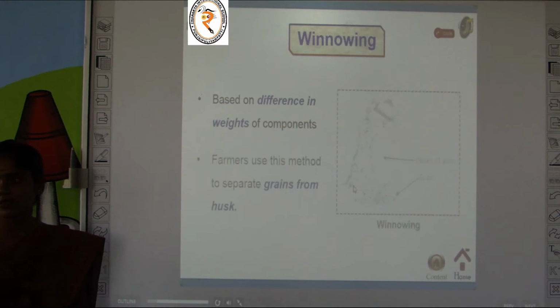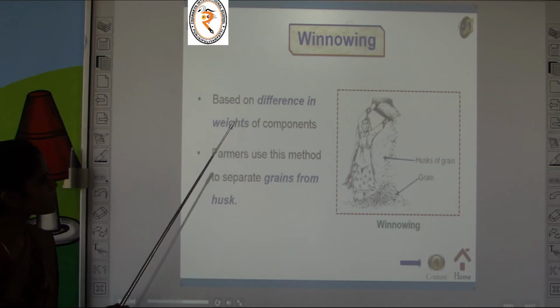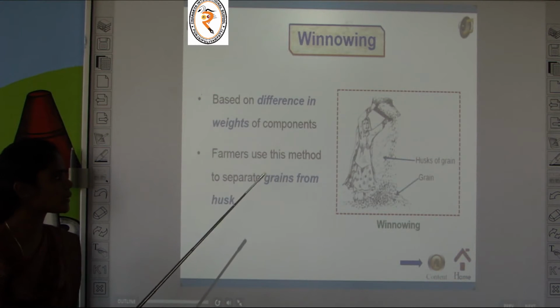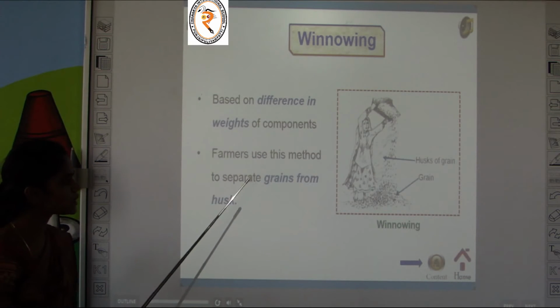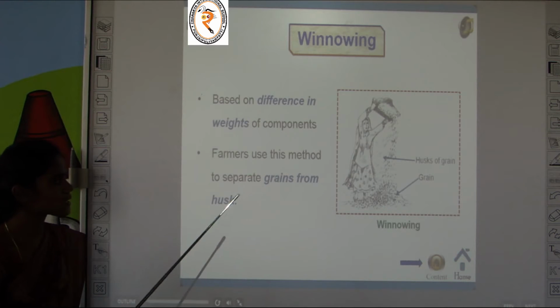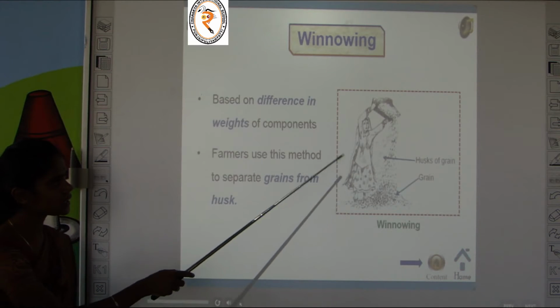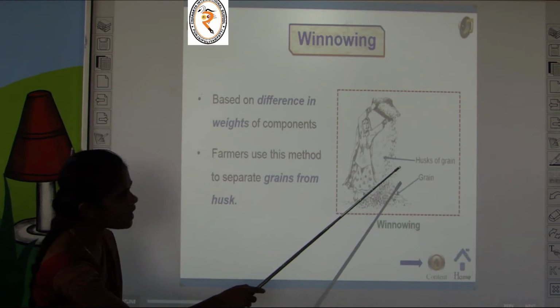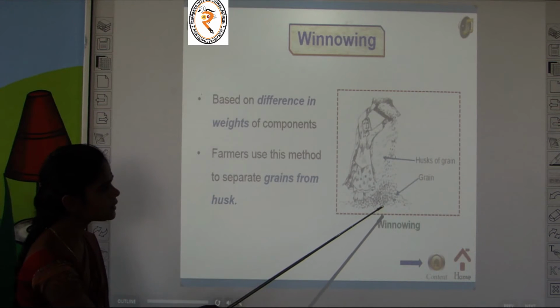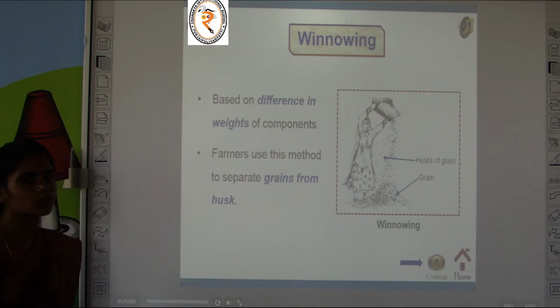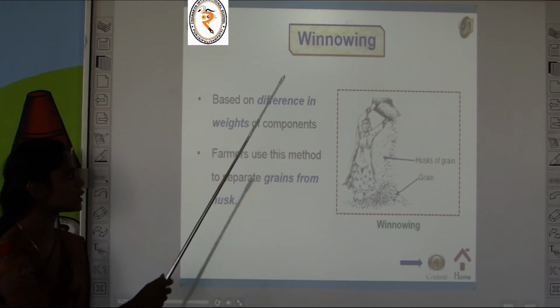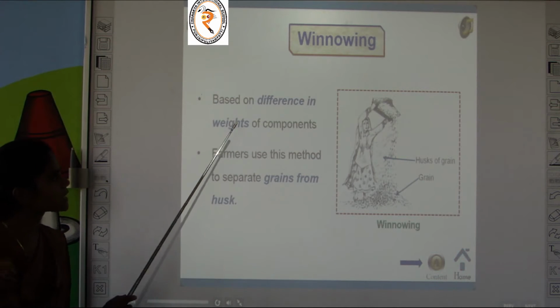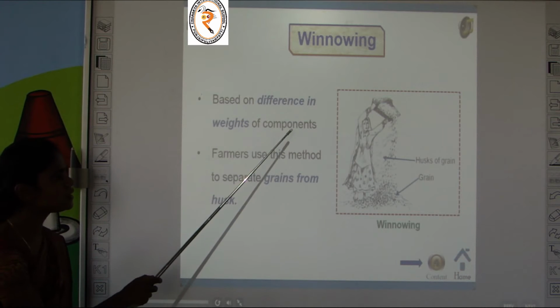So what is called winnowing? It is based on difference in weight of components. Farmers use this method to separate grains from husk. Look at the picture. Here a woman separates grains from husk. See, this is the husk of grain and this is the grain. So which method can we use to separate husk from grain? It is winnowing. So it is based on difference in weights of the components.